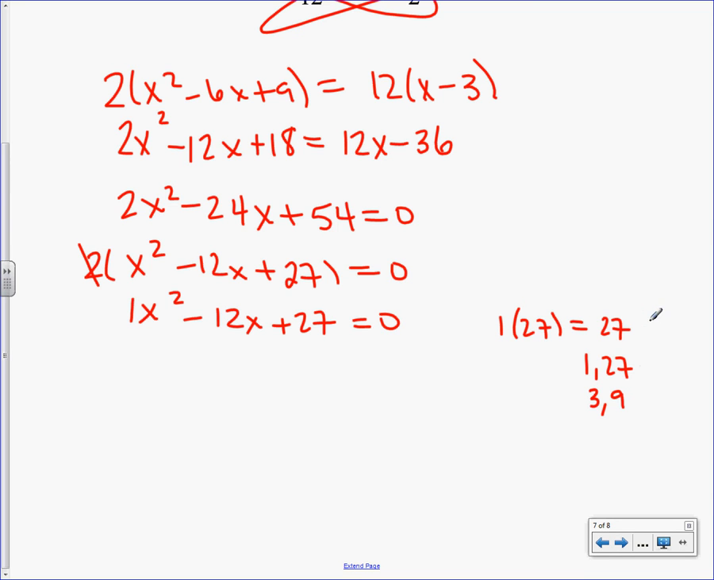So I want it to multiply to a positive, which means they're either both positive or they're both negative. One of those has to happen. I want it to add to this negative 12 in the middle. So they both have to be negative, if that's going to happen, right? Does negative 1 and negative 27 give me negative 12? I'm going to go no, right? Does negative 3 and negative 9 add up to negative 12? Yeah. So I have x minus 3 and I have x minus 9.